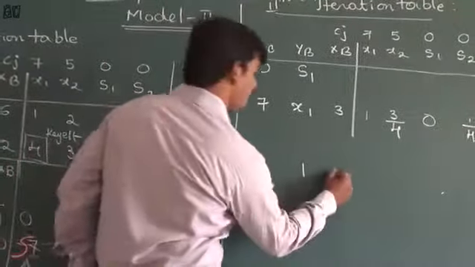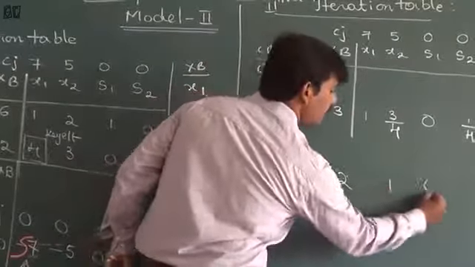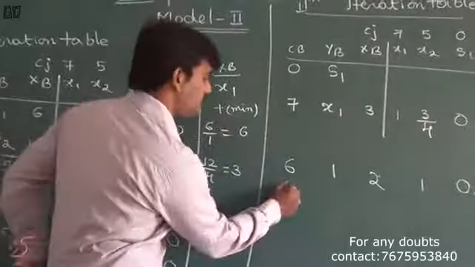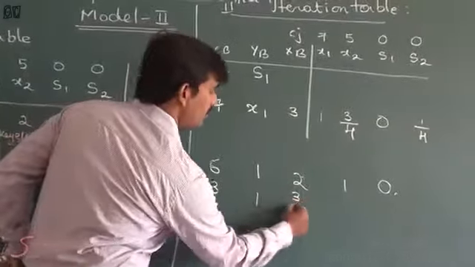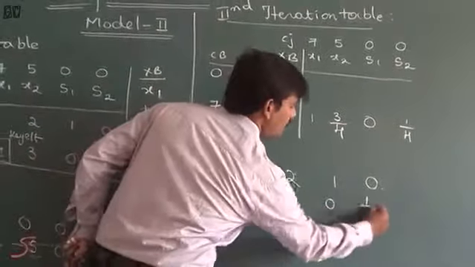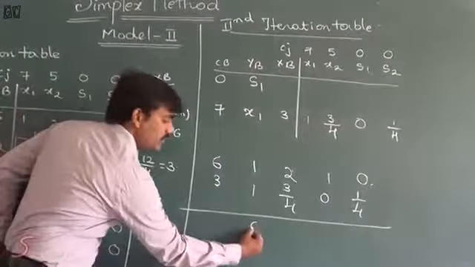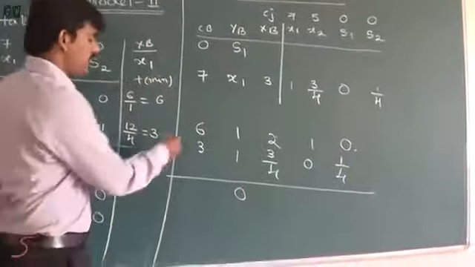So copy the row, that is 6, 1, 2, 1, 0. With the help of the key row only. The key row is this one, that is 3, 1, 3 by 4, 0, 1 by 4. Now we have to get 0 here. So which operation do we have to use? That is minus only.